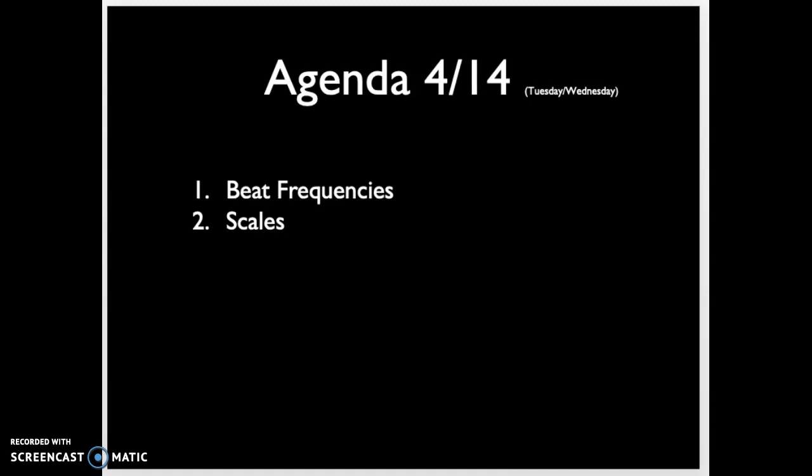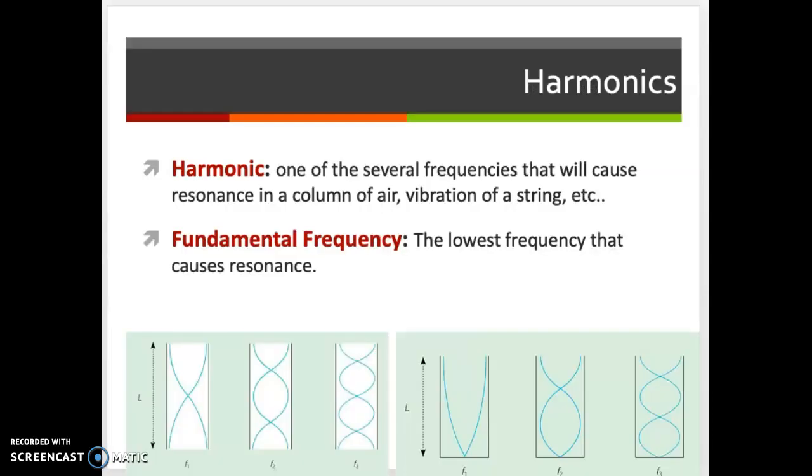Okay, hello, and today I'm going to give you some notes on beat frequencies and scales. And before we do that, let's look at some results from last time when you did... well, let's start with some definitions actually.